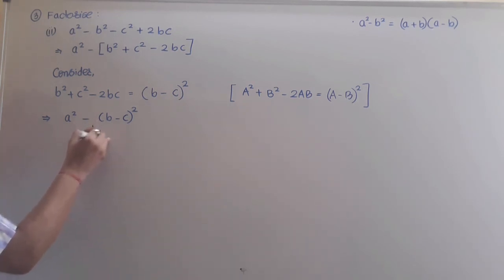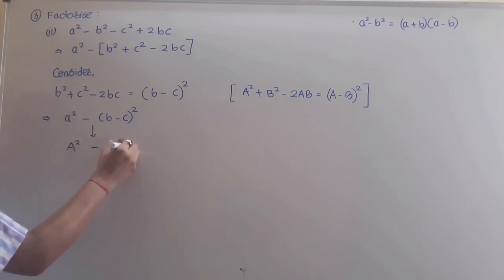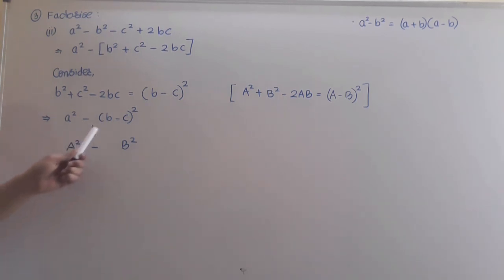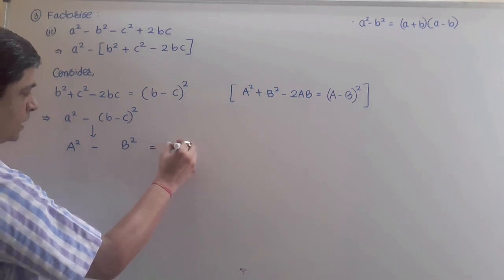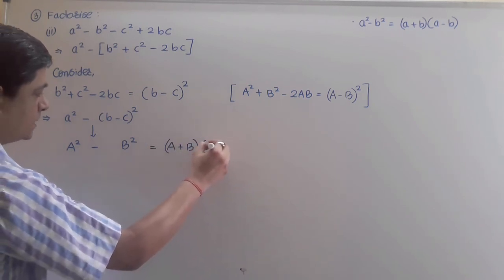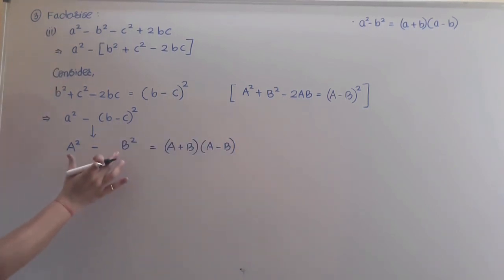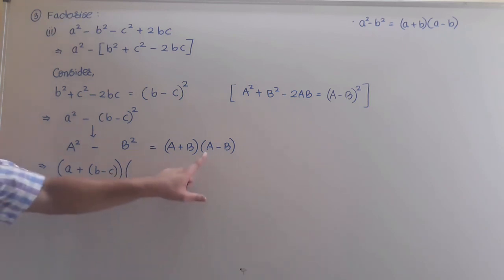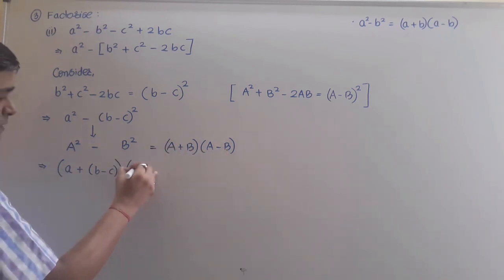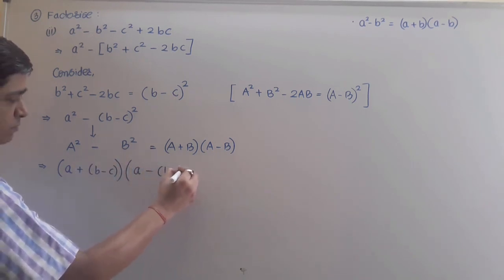Now consider this one as a square minus b square. See here, small a I am taking as capital A, and b minus c I am taking as capital B. So the a square minus b square formula will be here (A plus B) into (A minus B). Right? Since my question is in this form, I will convert it into this particular form. So this will be written as: who is my A here? Small a. That will be a plus, bracket b minus c. Similarly, the second bracket, A minus B, so again the value of A is small a minus, in the bracket, b minus c.